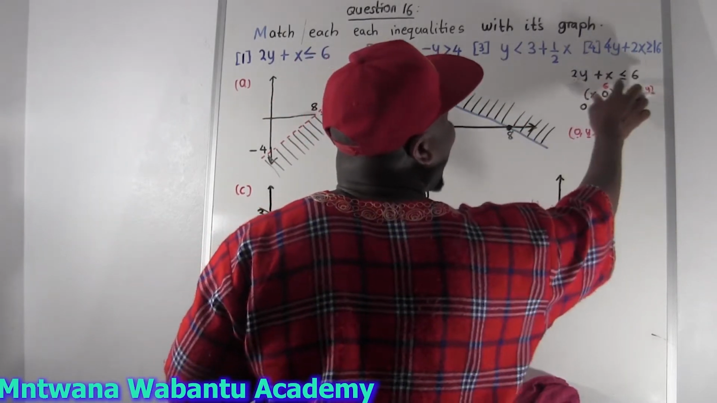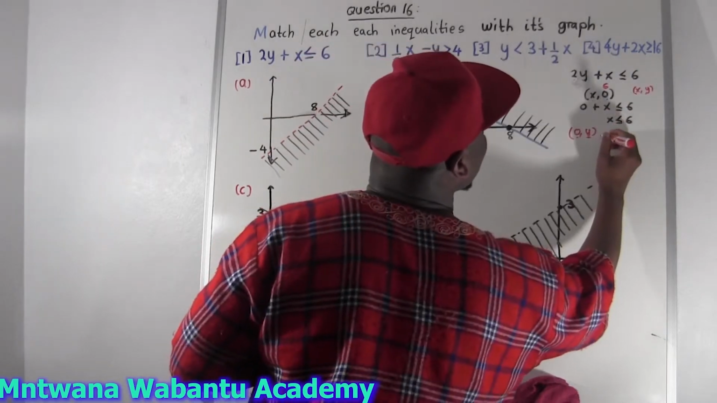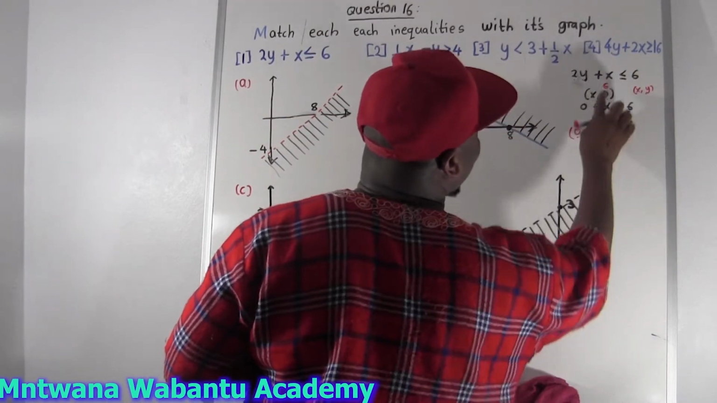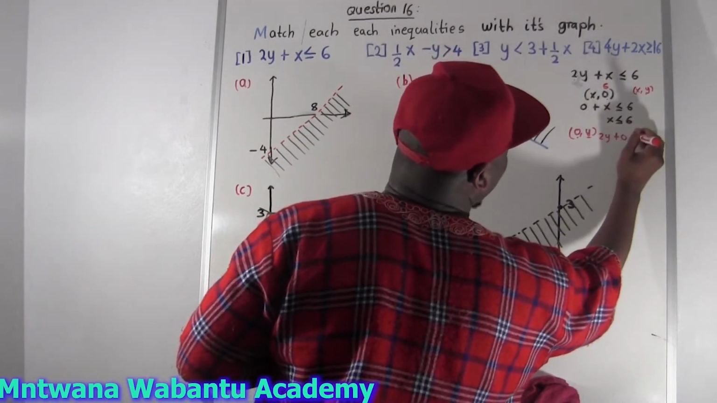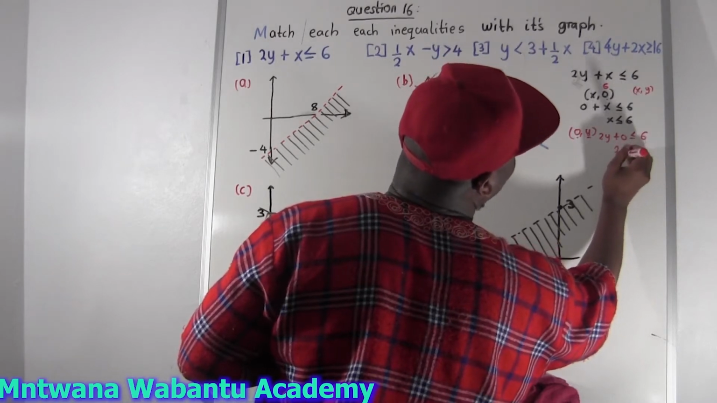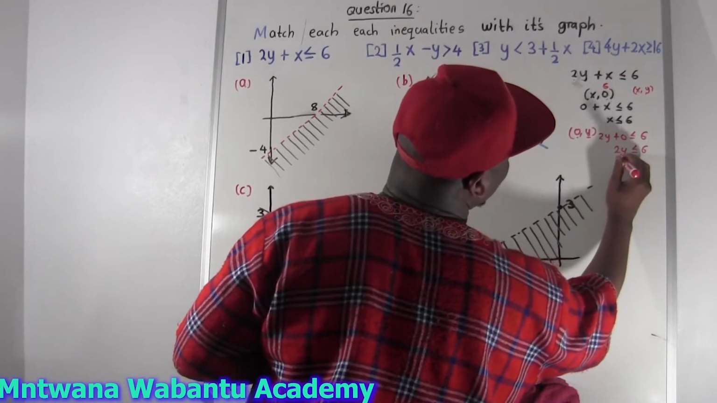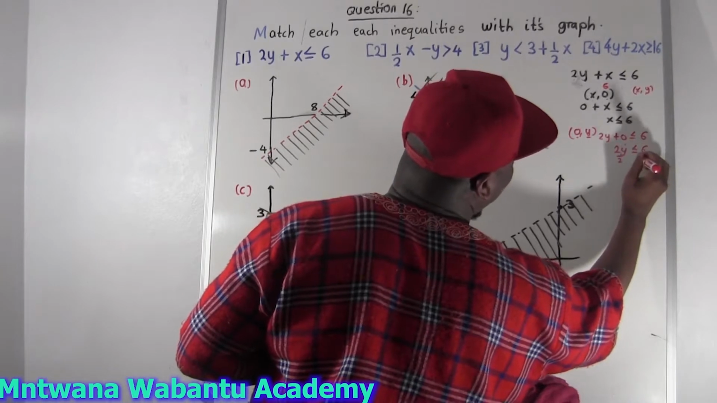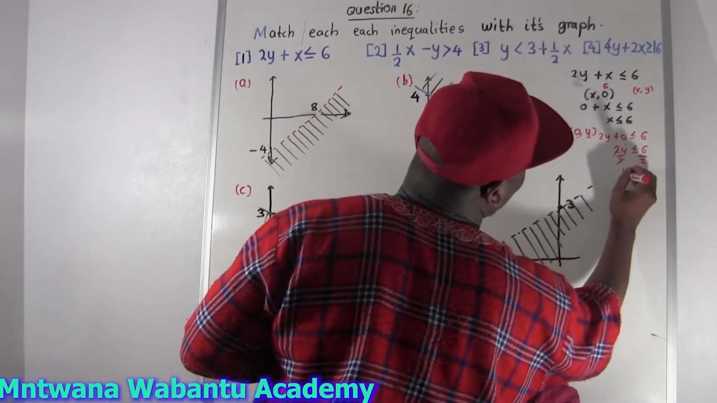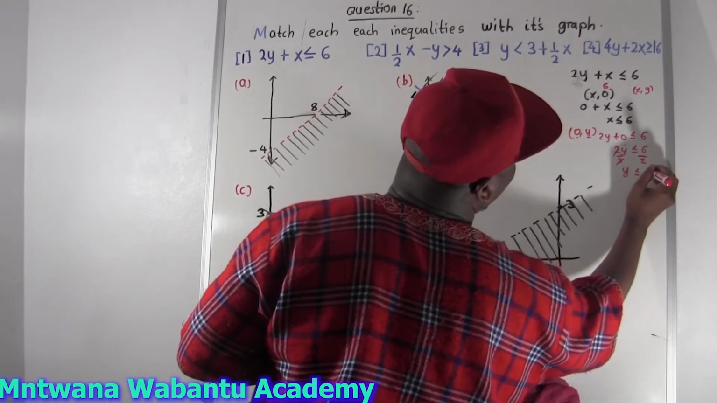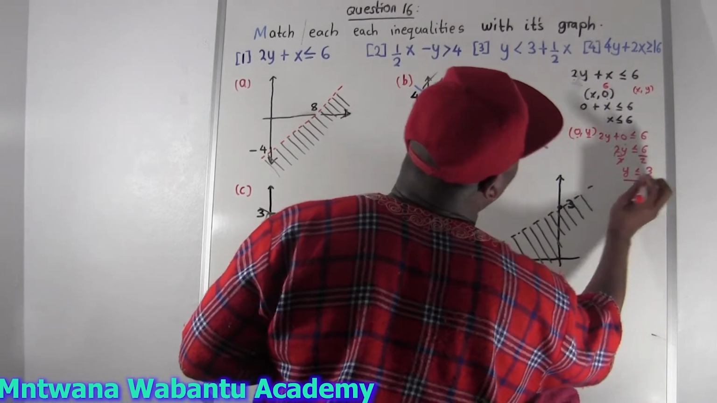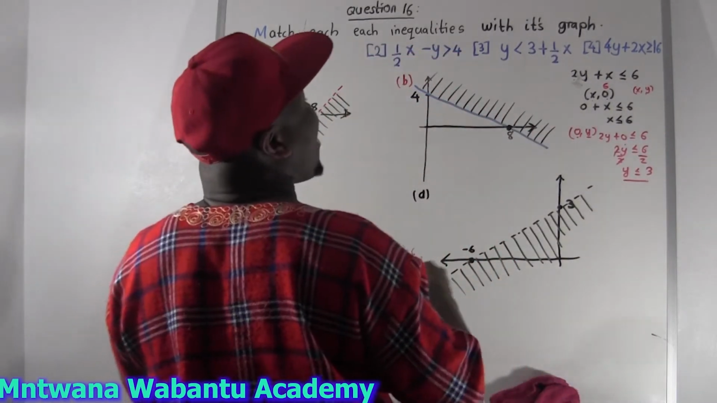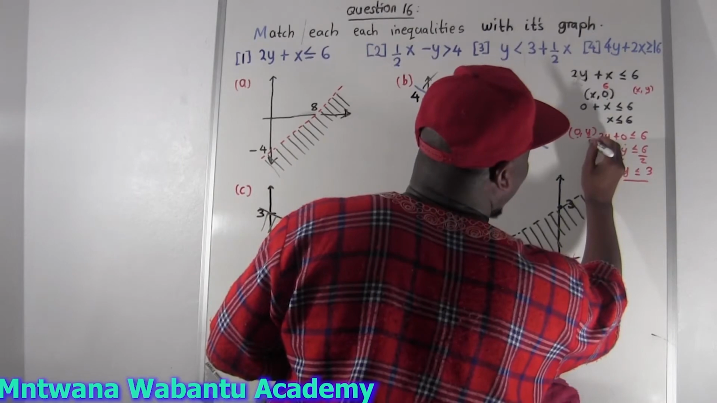So we plug into the same equation, which is 2y plus x. X equals 0, so 2y plus 0 less or equal to 6. So this is 2y less or equal to 6. Divided by 2 on both sides, because we want the value of y. So y less or equal to 6 divided by 2, which equals 3. So our y-intercept equals 3.